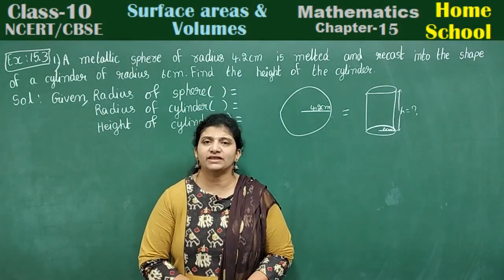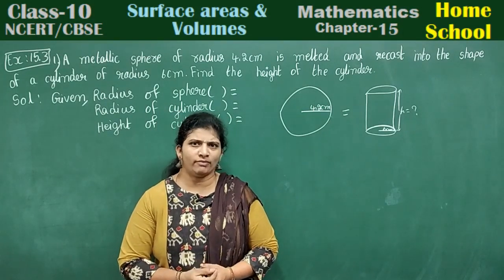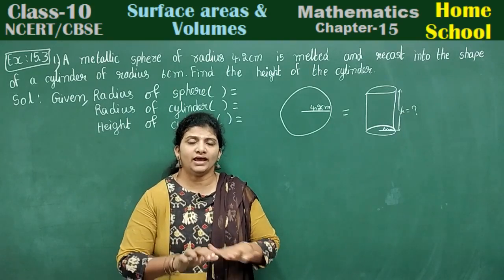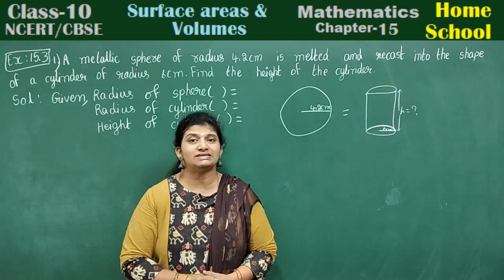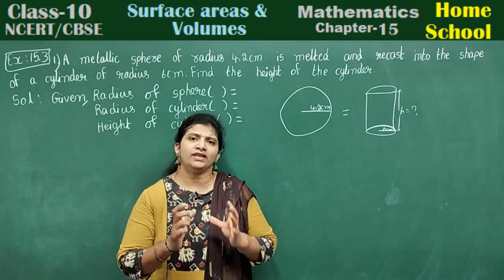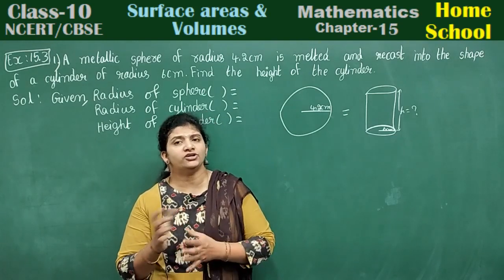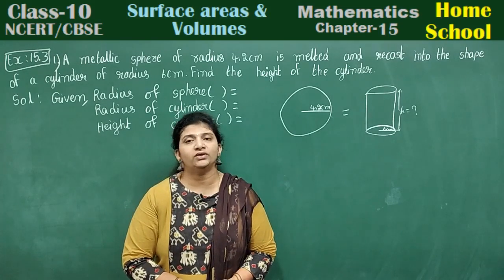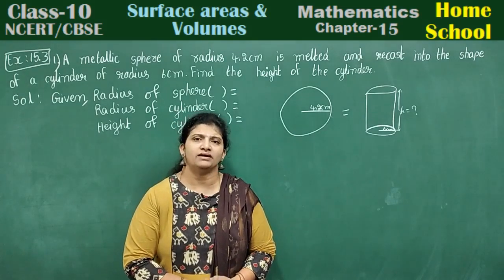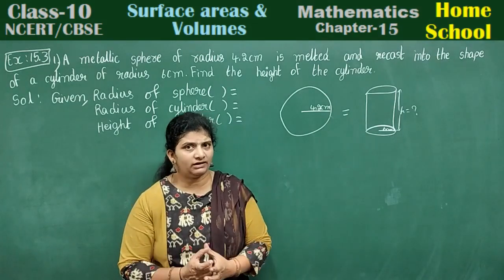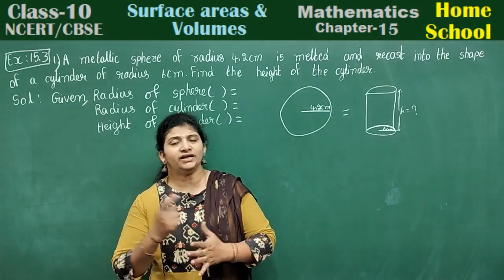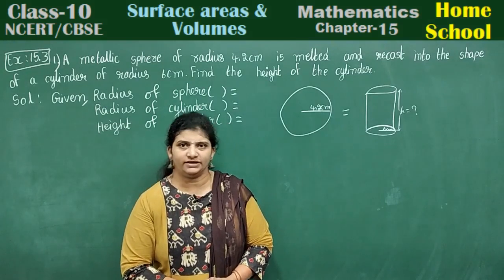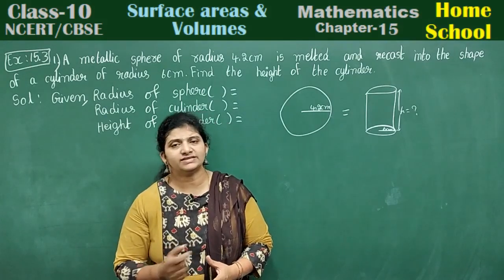You can imagine this with any play dough. I hope you all know about play dough, right? Take any one color, make a ball. Then again, you can make a cylinder. When you are converting the sphere into a cylinder, does the volume of your play dough change? No, it won't change. In the same manner here, the total volume of the sphere is converted into the cylinder. From this exercise, we are going to learn about the conversion of solids. Sphere is recast into cylinder.